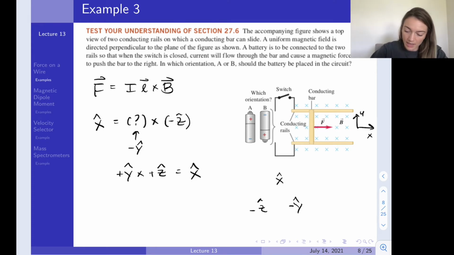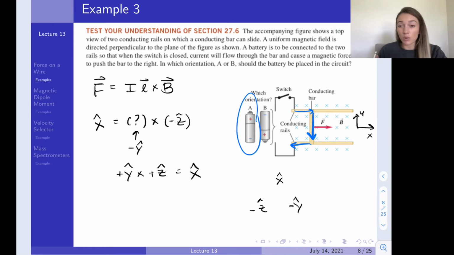So our current must flow downward, which means it's flowing clockwise like this, which corresponds to putting the positive terminal of your battery up here and the negative terminal down here, because current flows from the positive terminal to the negative terminal. So we want to choose this orientation here. Okay, so we'll see more of this stuff in chapter 29.